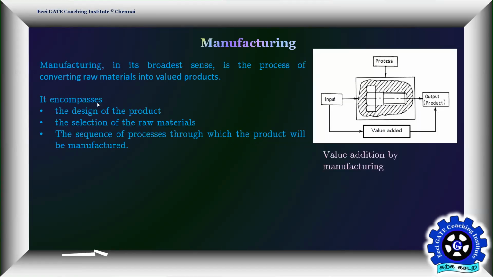Let's go. So see, that's what I've written here. Manufacturing, in the broadest sense, is the process of converting raw material to valued products. That is, the finished product is valued. So at the end, it should have some value. You should be able to sell it and you should be able to use it, right? And how does the cycle go? So generally this cycle goes like this.